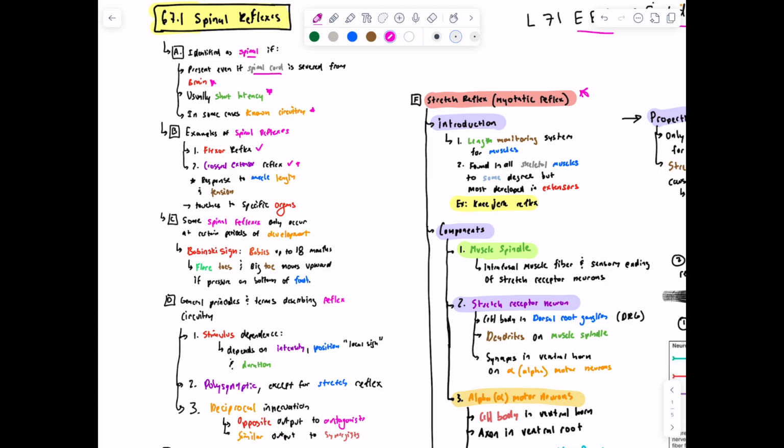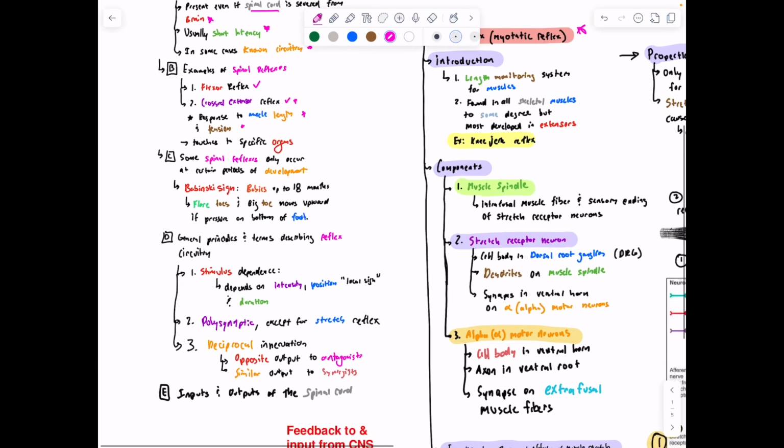So basically, our spinal reflexes are going to respond to muscle length and tension. And as we said, there are certain ones that are present within babies and disappear. The Babinski sign is the flaring of the toes if you put pressure on the bottom of the foot. We'll talk more about that.